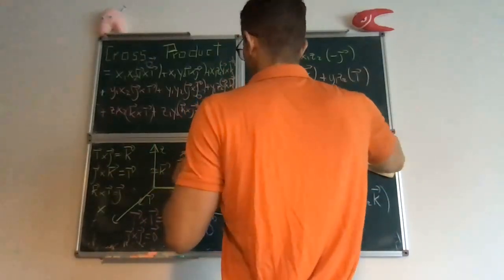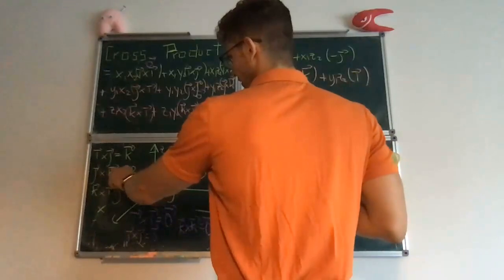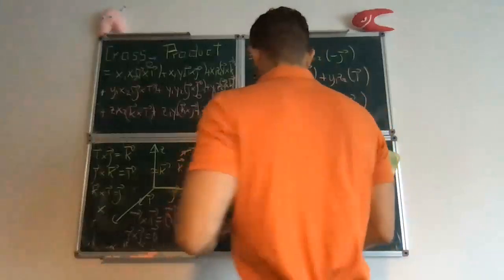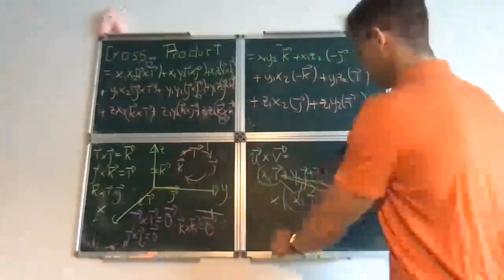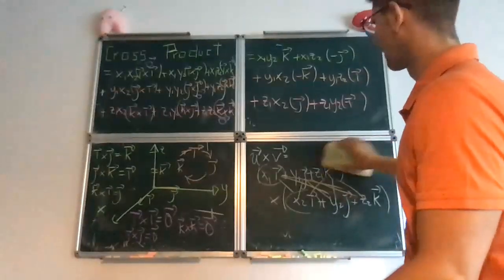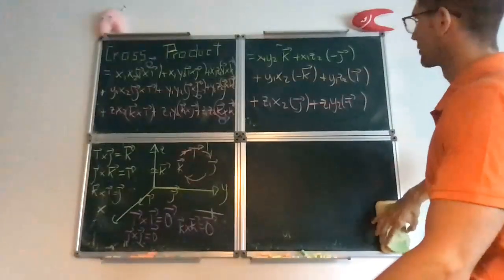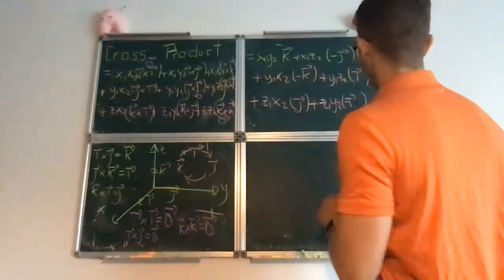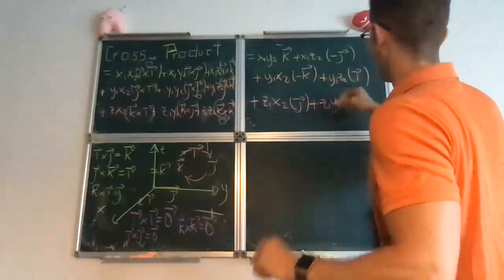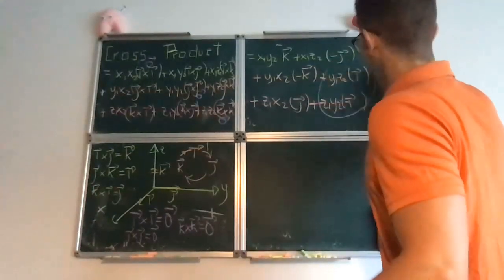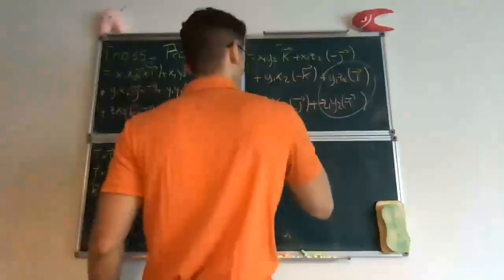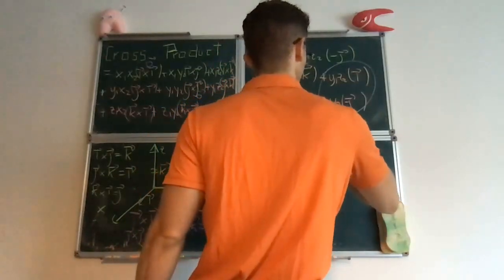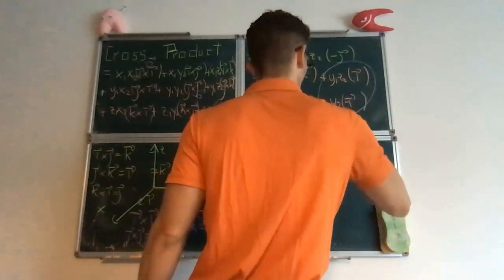Plus c1 y2 k cross j equals minus i, and the other one gives you 0. Okay? And this is a bit of a mess still. So what we should do is arrange things so that they have the same unit vectors attached to them. So we can put y1 c2 minus c1 y2 i.